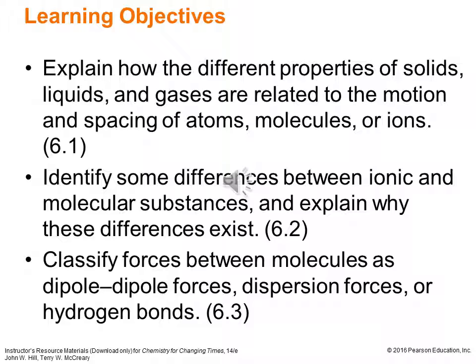Looking at our learning objectives for this chapter, we'll explain how the different properties of solids, liquids, and gases are related to the motion and spacing of atoms, molecules, or ions. We'll identify some differences between ionic and molecular substances and explain why these differences exist. We can make some predictions, as we'll see, about whether a substance would be expected to be ionic or molecular based on the temperatures at which it exists in each phase, for instance.